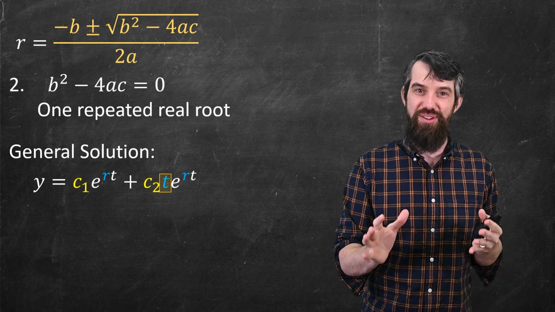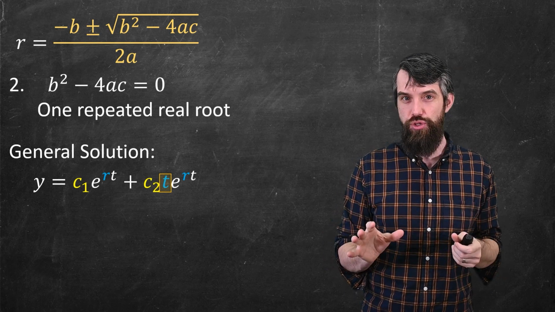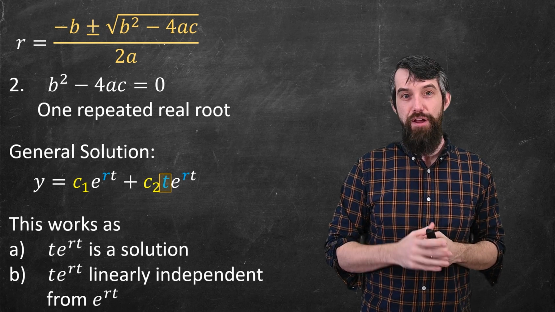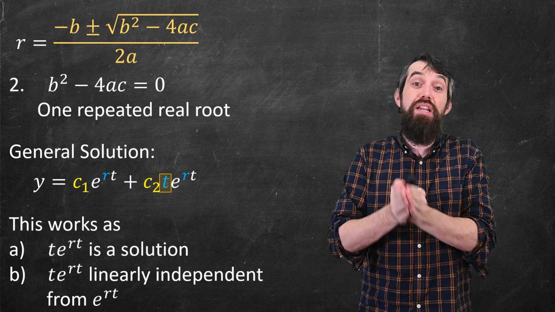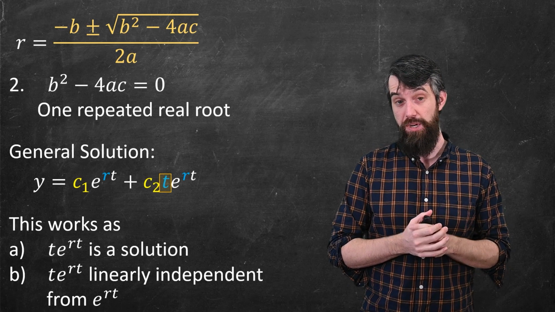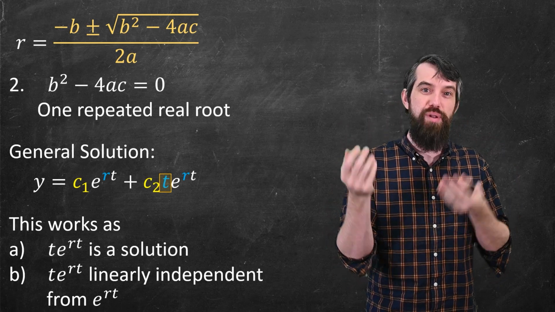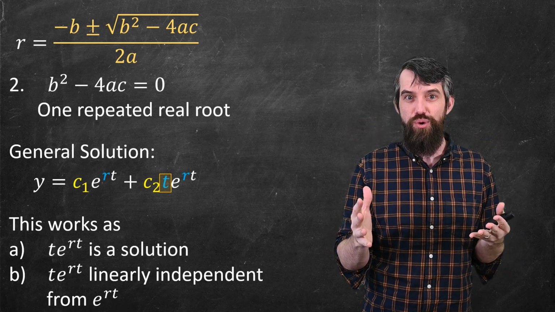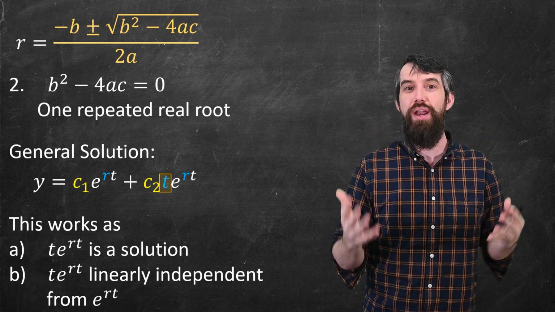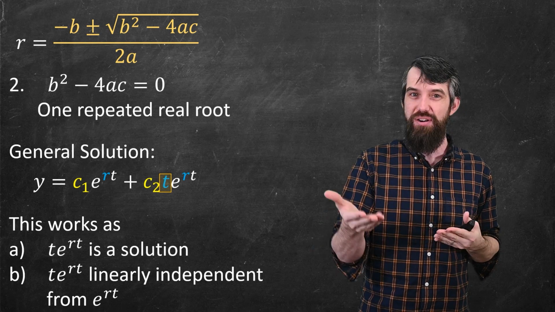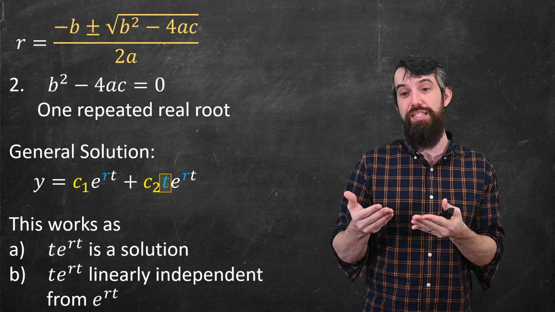You might be thinking, hold on here, you need to do a little bit more arguing. Why is this true? Well, it's true for two reasons. First of all, t times e to the rt is a solution. Don't believe me? I would encourage you to just check it out. Take the two derivatives, take the one derivative, plug it in. You're going to have a bunch of product rules, so I'll leave it as an exercise, but it's all going to cancel out exactly the same. If e to the rt is a solution, t e to the rt is as well.